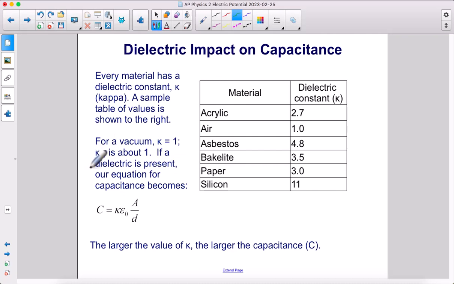If a dielectric is present, our equation for capacitance becomes this. The larger the value of kappa, the larger the capacitance. We've only done problems with air in between the plates, which is why we have not yet included this. This has been 1 in all of the problems we've previously done. But now it can be something else. Silicon is a very good dielectric to put in between the plates.